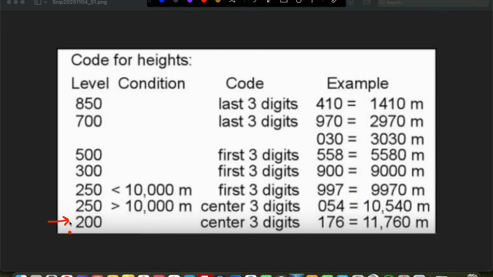At 200 millibars, the middle 3 digits are used regardless, and we would add a 1 in front and a 0 at the end. So in this case, 176, add a leading 1, a trailing 0, for a final value of 11,760 meters.